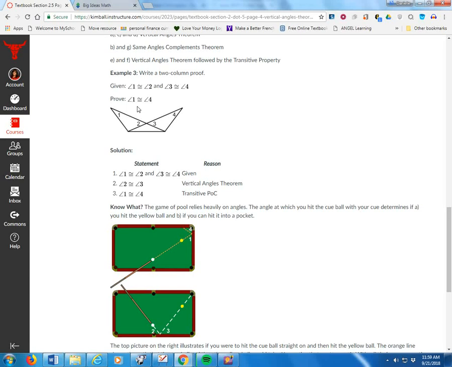What's that? Yeah, same measure. Congruent means two angles are the same measure. Angle 1 and angle 2 are the same measure. Angle 3 and angle 4 are the same measure. They want to prove that angle 1 is congruent to angle 4.